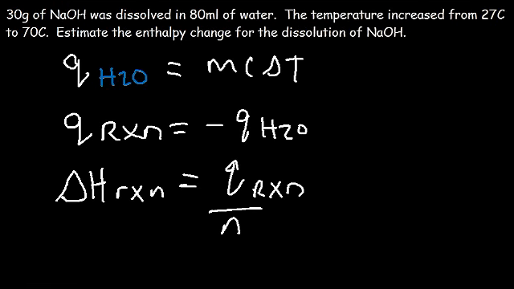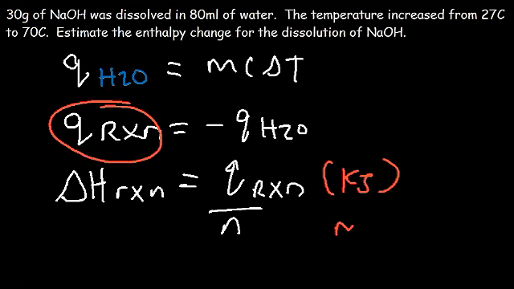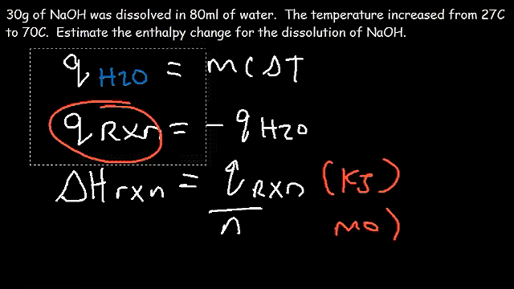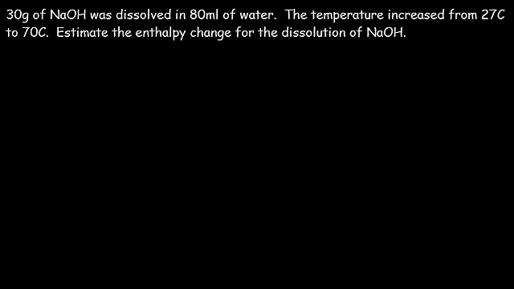Now, typically, enthalpy is represented in units of kilojoules per mole. And in this equation, Q is going to be in joules, so you have to convert it to kilojoules and simply divide it by moles. And you can estimate the enthalpy change for that reaction. So let's calculate the amount of energy absorbed by the water.